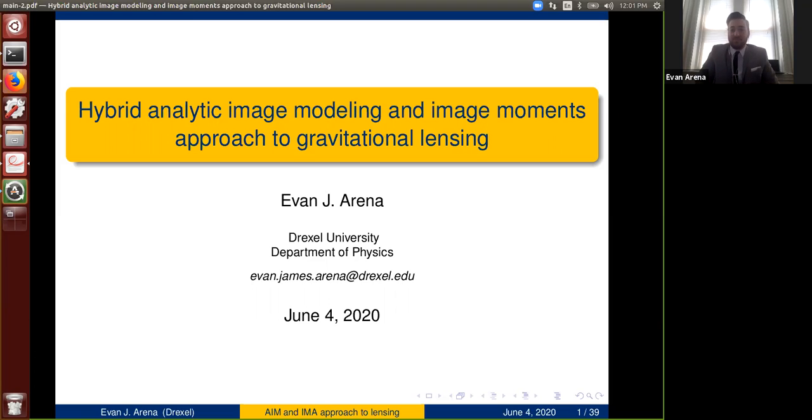Good afternoon. Today I'm going to talk to you about a new method for measuring higher order gravitational lensing effects that cause galaxies to look like bananas. This is a hybrid analytic image modeling and image moments approach to gravitational lensing.